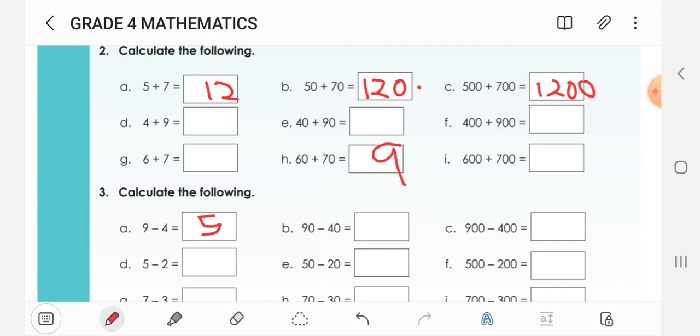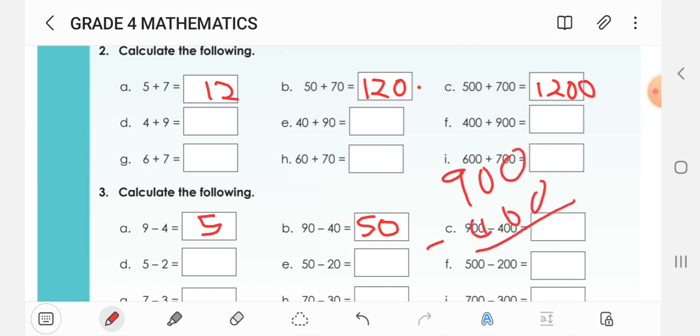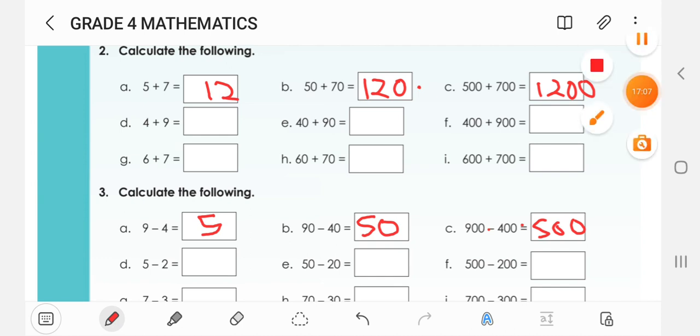And now 90 subtract 40. 0 minus 0 is 0. 9 minus 4, it's still 5. So here we have 50. And then 900 minus 400. 0 minus 0, 0. 0 minus 0, 0. 9 minus 4, it's 5. So here we have 500. Do you see the pattern? So this is coming into a pattern.